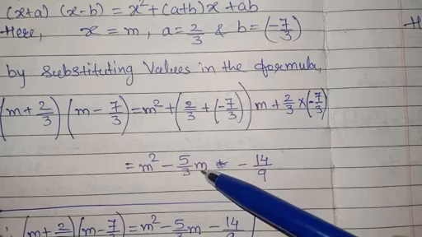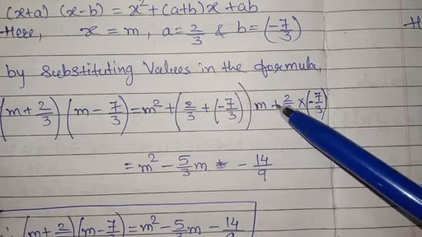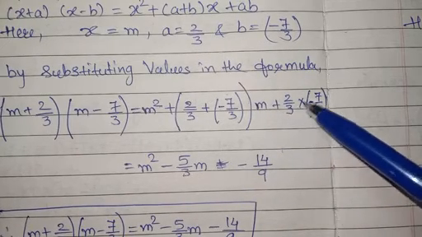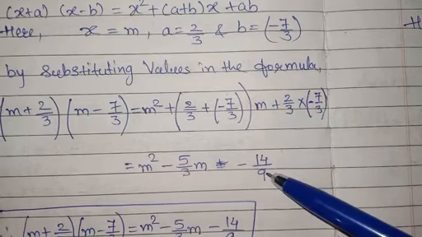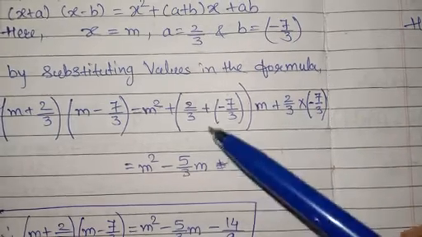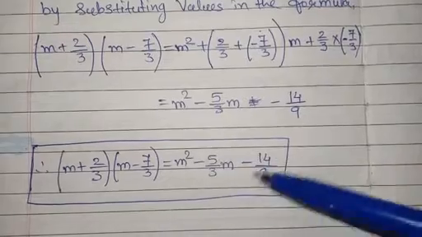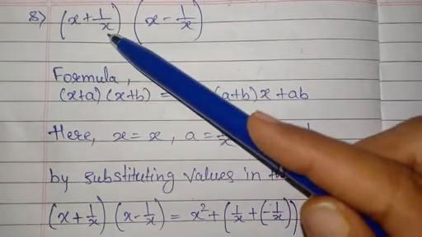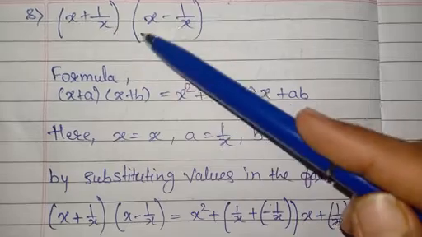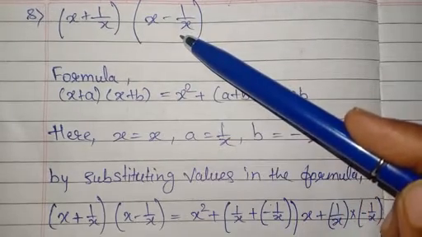And this m will write here. Plus. Now again, this is multiplication. So minus 14 upon 3, 3s are 9. Okay, so this is final answer, we'll write in the box. Now 8th one, x plus 1 upon x into x minus 1 upon x.